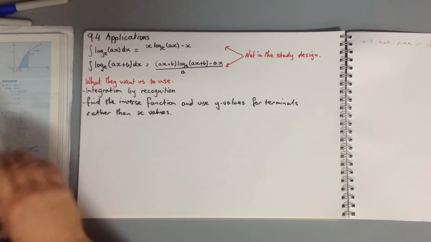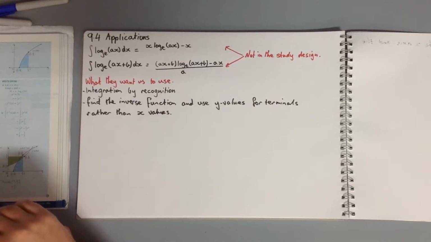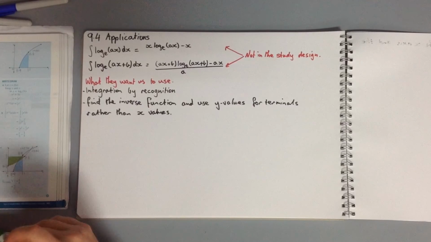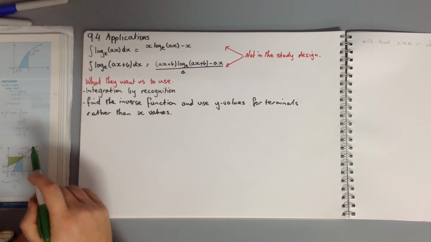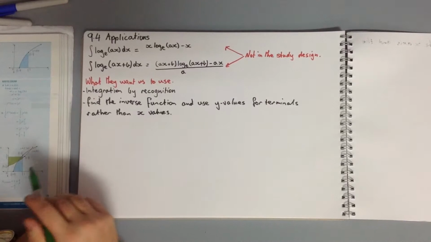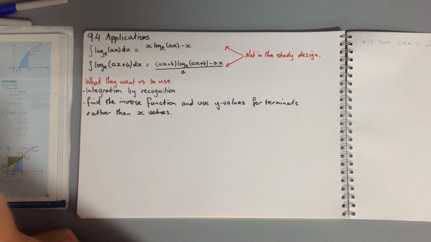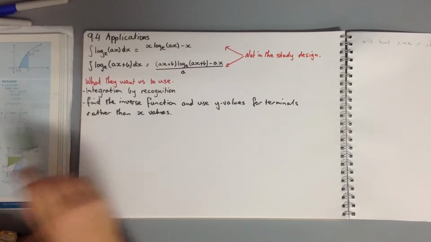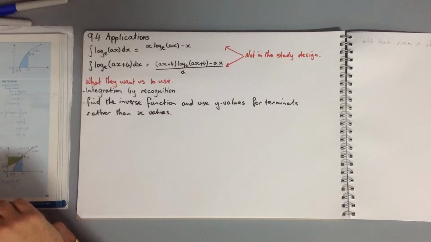So the integral of log to the base e of ax dx equals x log to the base e of ax minus x, and the integral of log to the base e of ax plus b dx is equal to ax plus b times the log to the base e of ax plus b minus ax, all over a. These identities aren't part of the study design, but you can use them if you like.